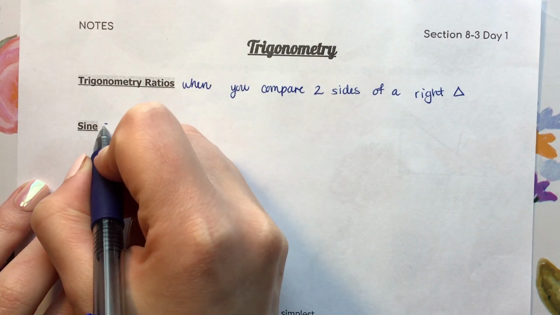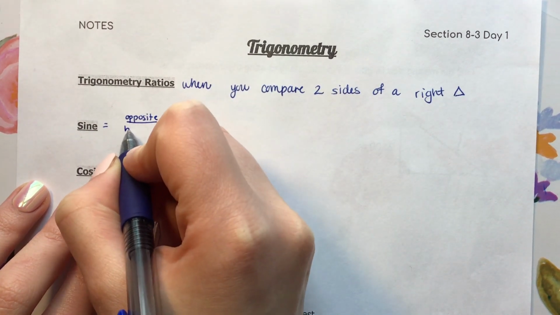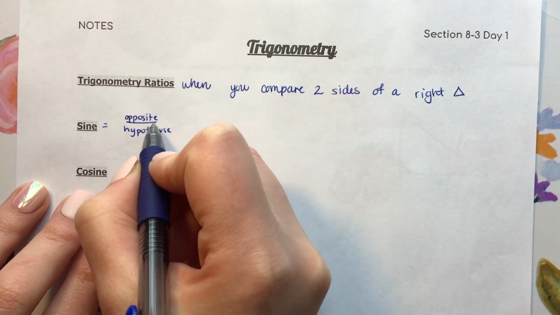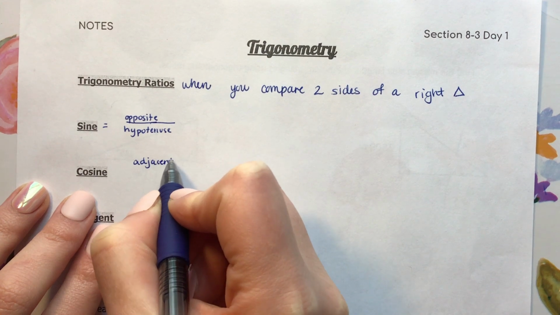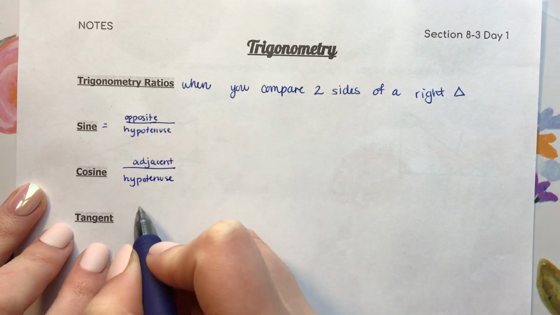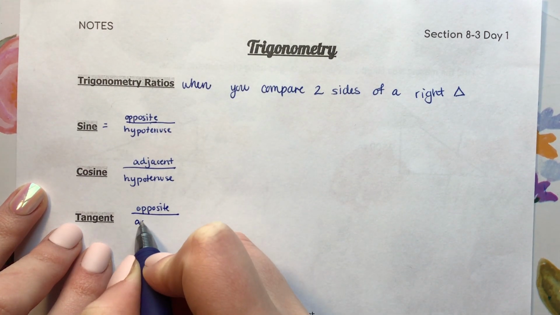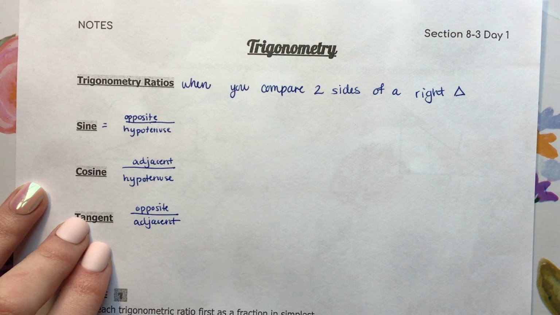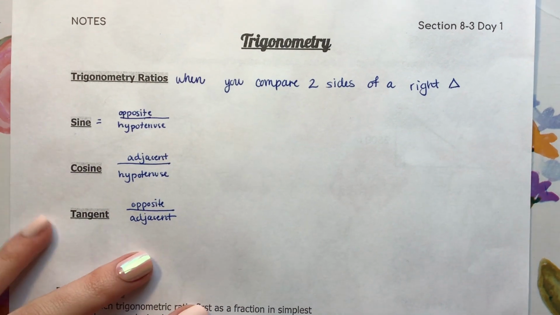Sine means opposite over hypotenuse. Cosine means adjacent over hypotenuse. And tangent means opposite over adjacent. Now, what on earth does that mean? Let's draw an image and I'll show you how that works.